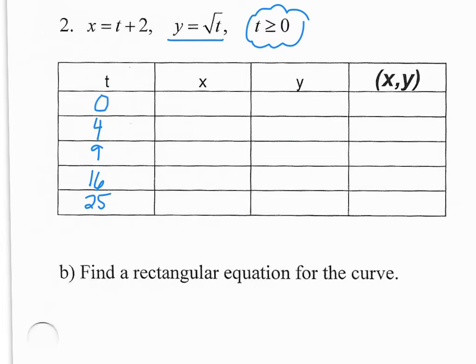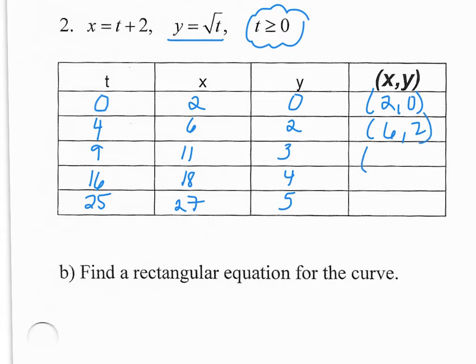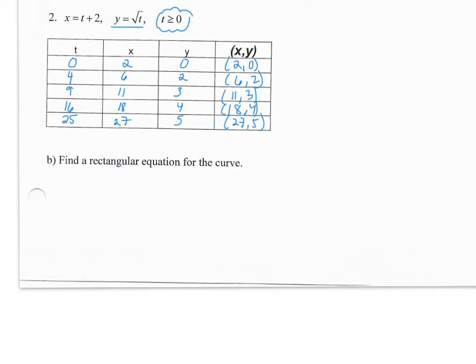Okay, so if I plug all these values into the x equation, I get the numbers. So 0 plus 2, I get 2, 6, 11, 18, 27. Same thing on the y's. Take the square root of all these now. All right, and again, let's fill these in completely. So if I come over here for the x comma y's, here are my points. 3, 18, 4, and then lastly 27, 5.